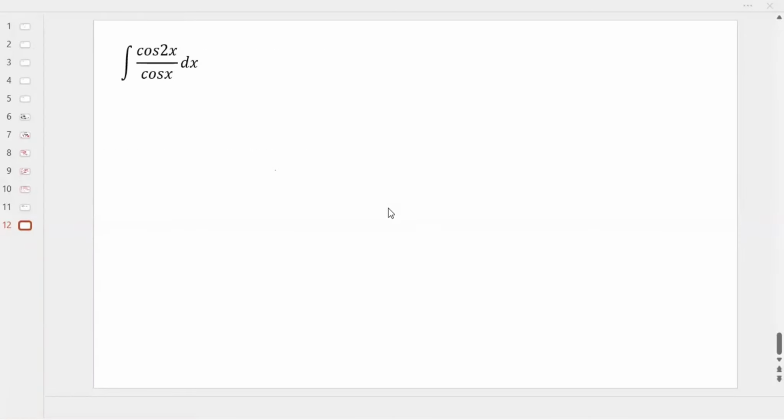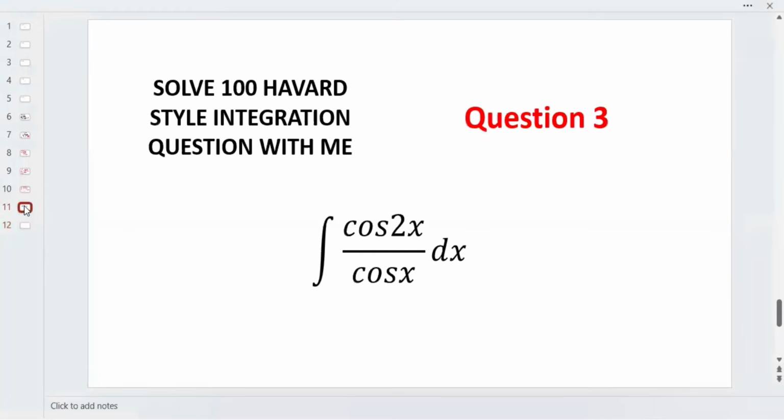All right, so we have our third question that we are looking at in our series of solving 100 Harvard style equation questions. The question is: integrate cos 2x over cos x dx. That is the question we want to solve today. We'll be making use of our knowledge of trigonometry and seeing how we can make simple manipulations to solve this interesting question.